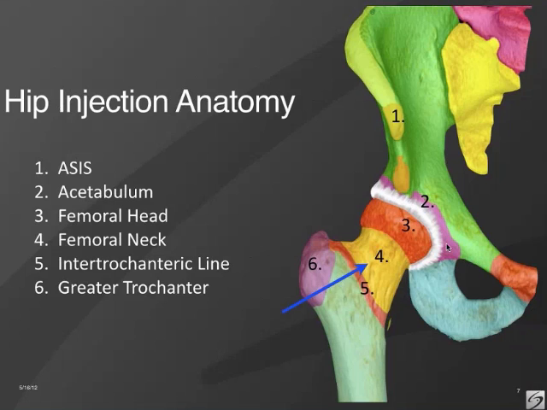There is the blue arrow showing you the path of the needle. It's going to come from anterolateral and go deep. We're going to aim for the border between 3 and 4, right there at the base of the femoral head where the head meets the neck. That is our target.